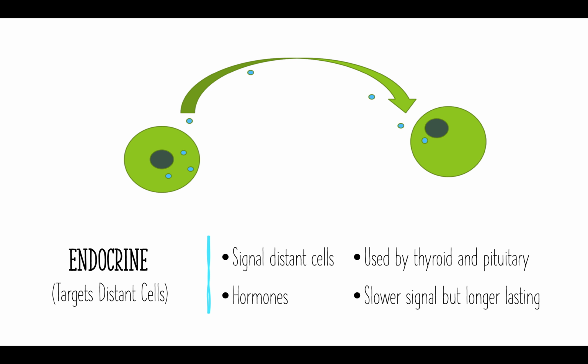So a good example of endocrine signaling would be a signaling molecule is released by one cell, and it travels through the bloodstream and binds to receptors on a distant target cell completely somewhere else in the body. So it's a very long distance, long ranging form of cell signaling.